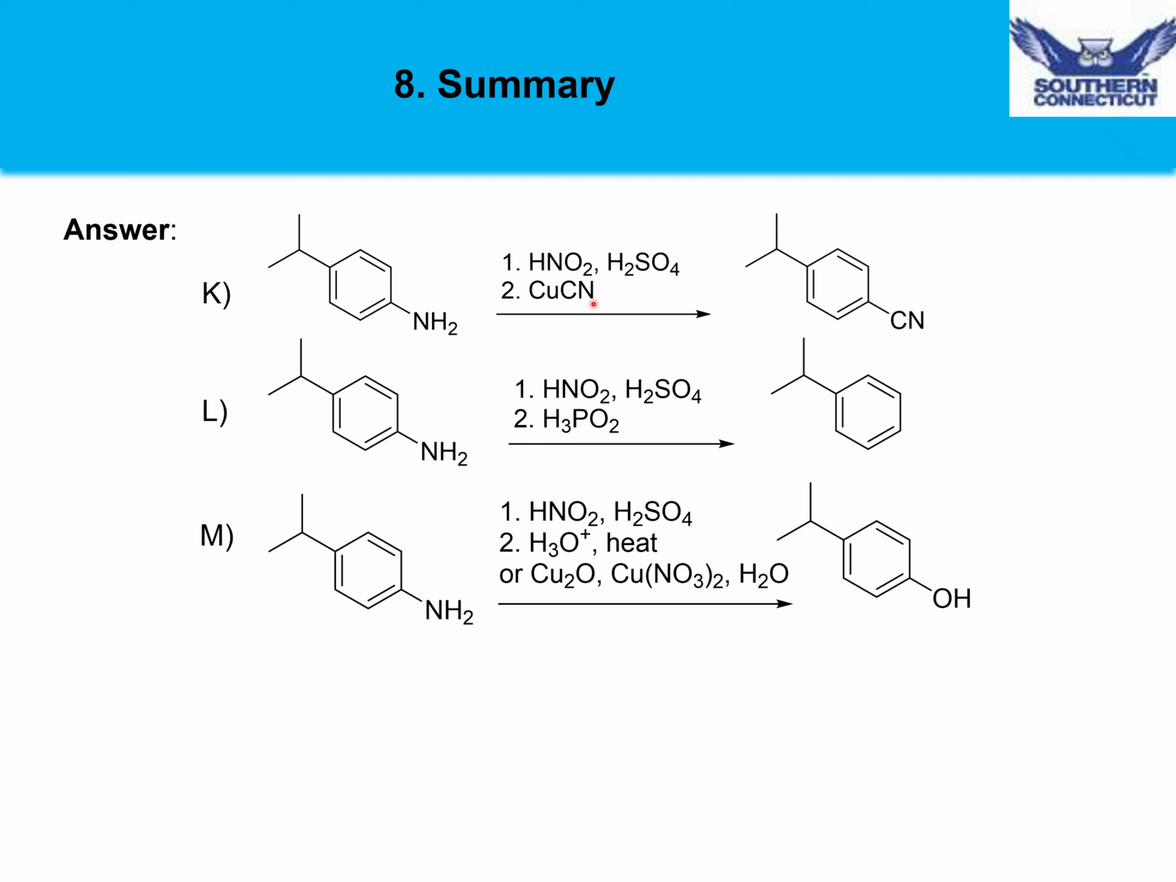In the first reaction, the diazonium salt that is formed as the key intermediate in the Sandmeyer reaction will react with copper cyanide. That will replace the diazonium salt with a cyano group. Hypophosphorous acid will reduce the diazonium salt and put a hydrogen in its place. So this is a good way to remove an amino group. And in the last reaction, we're going to use either acid and heat or a copper catalyzed reaction with water to convert the diazonium salt into a hydroxyl group.